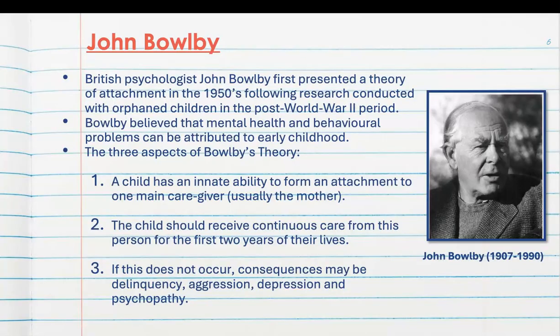Let's start with John Bowlby. So Bowlby developed one of the earliest scientific theories of attachment after studying orphan children in the post-World War II era. He believed that early attachment relationships are critical for healthy development. So Bowlby proposed three key ideas. Children are born with an innate drive to form an attachment with one primary caregiver. This caregiver should provide consistent, continuous care during the first 2 years of life. And if this does not occur, long-term problems such as aggression, depression, or delinquent behaviour may develop.